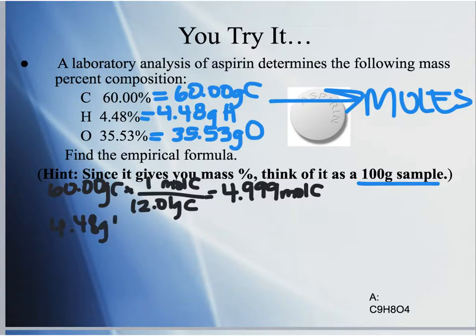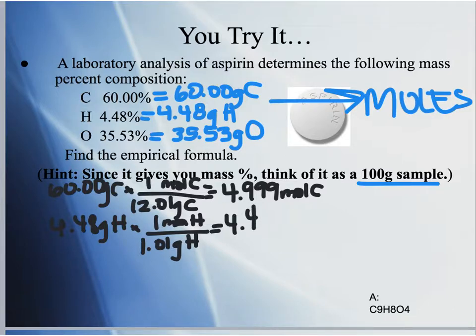Okay. If we do the same thing with hydrogen, 4.48 grams of hydrogen, we're going to turn that to moles. So 1 mole of hydrogen is equal to 1.01 grams of hydrogen. And so if we do that math, we get 4.44 basically moles of hydrogen.